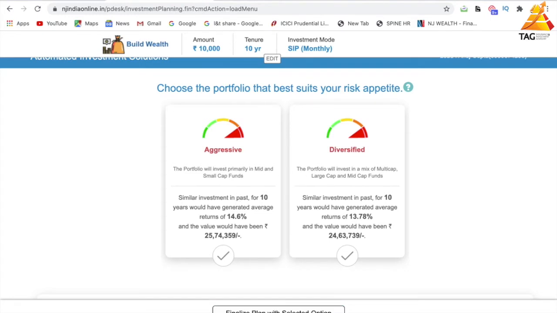Now, just to give you some idea, in the last 10 years, the aggressive plan has given investors a 14.6% return, and the value would have become 25,74,359. That is, if an investor had invested 10,000 rupees per month for 10 years, the value would have been 25,74,359. Similarly, in the diversified plan, in the last 10 years, the returns are 13.78% annual returns, CAGR, and the value would have become 24,63,739.